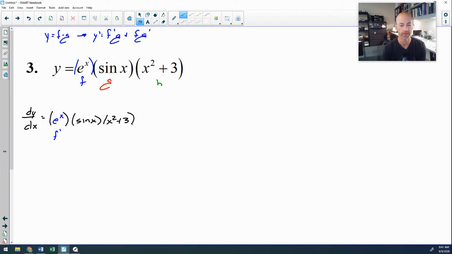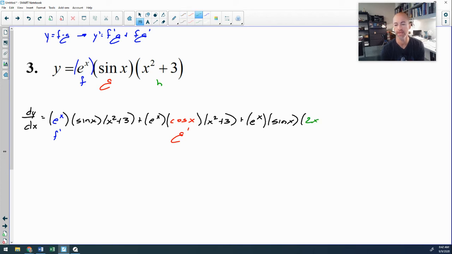Now I'm going to move on. This time I'm going to do the derivative of g. So I'm going to leave e to the x alone. The derivative of g, derivative of sine, is cosine. So there I did g prime, and I'm leaving all of the other ones alone. So I'm going to leave x squared plus 3 alone. Plus, now I need to do the derivative of h. So I'm going to leave the e and the g functions alone. And it's time for the derivative of h, which would just be a 2x.